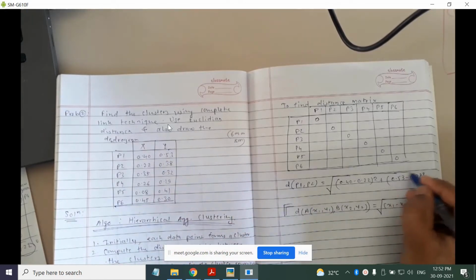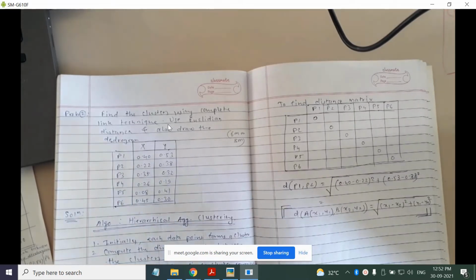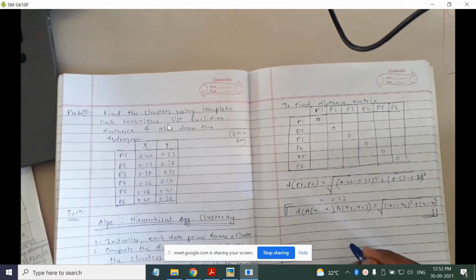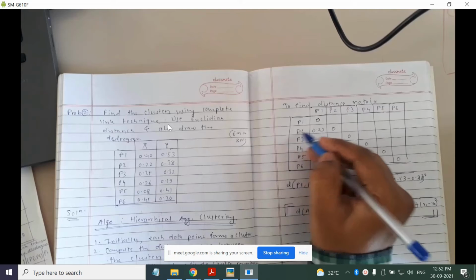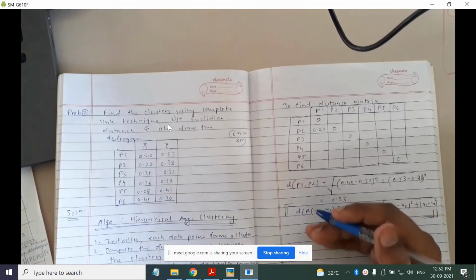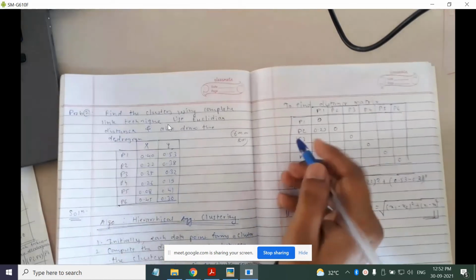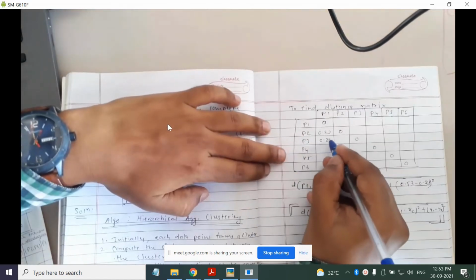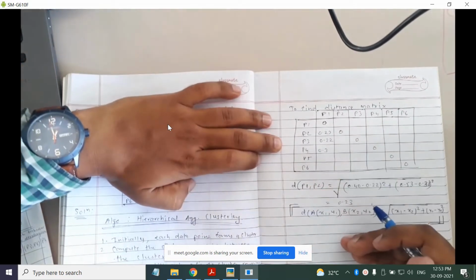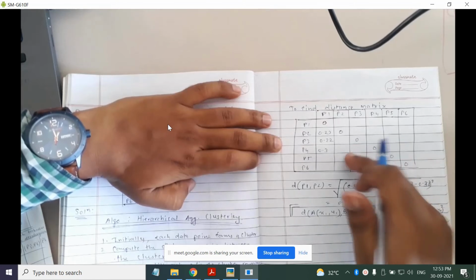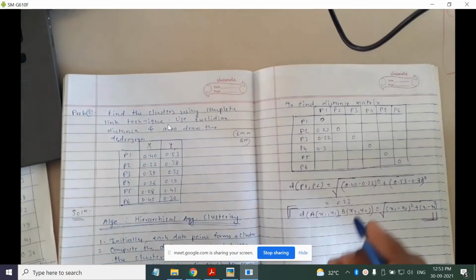That comes out to be 0.23. I will place this here as the distance between P1 and P2. Similarly, do it for all the possible combinations. I am writing the results. This is a one time activity, because the next distance matrix we are going to find from this matrix. You have to apply the Euclidean distance only once.